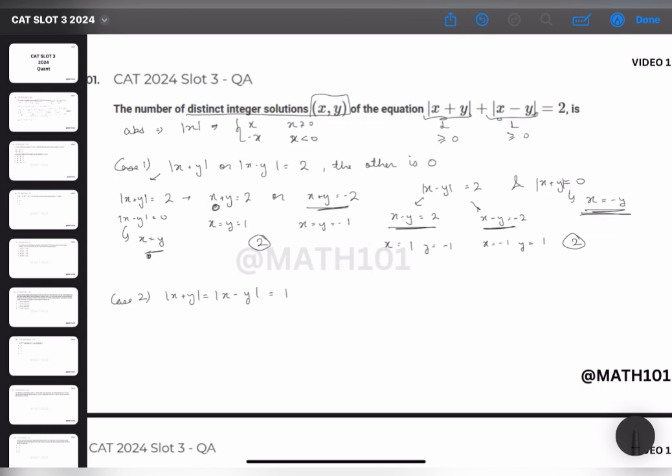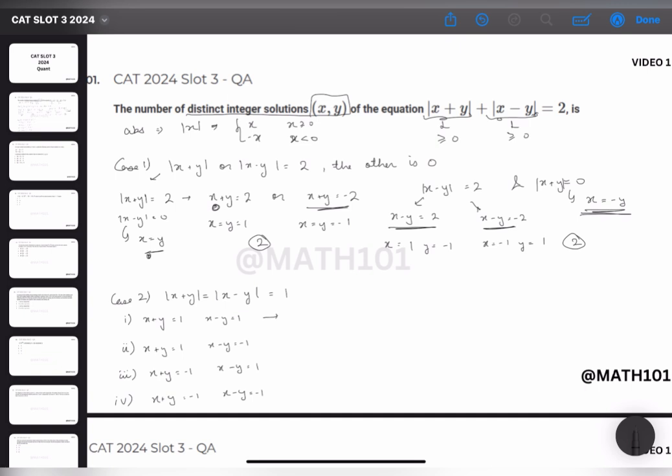Now case 2. In case 2, we have the possibility that x plus y equals 1 and x minus y equals 1. Second possibility is x plus y equals 1, x minus y equals minus 1. Third possibility is x plus y equals minus 1, x minus y equals 1. And the fourth possibility is x plus y equals minus 1, x minus y equals minus 1.